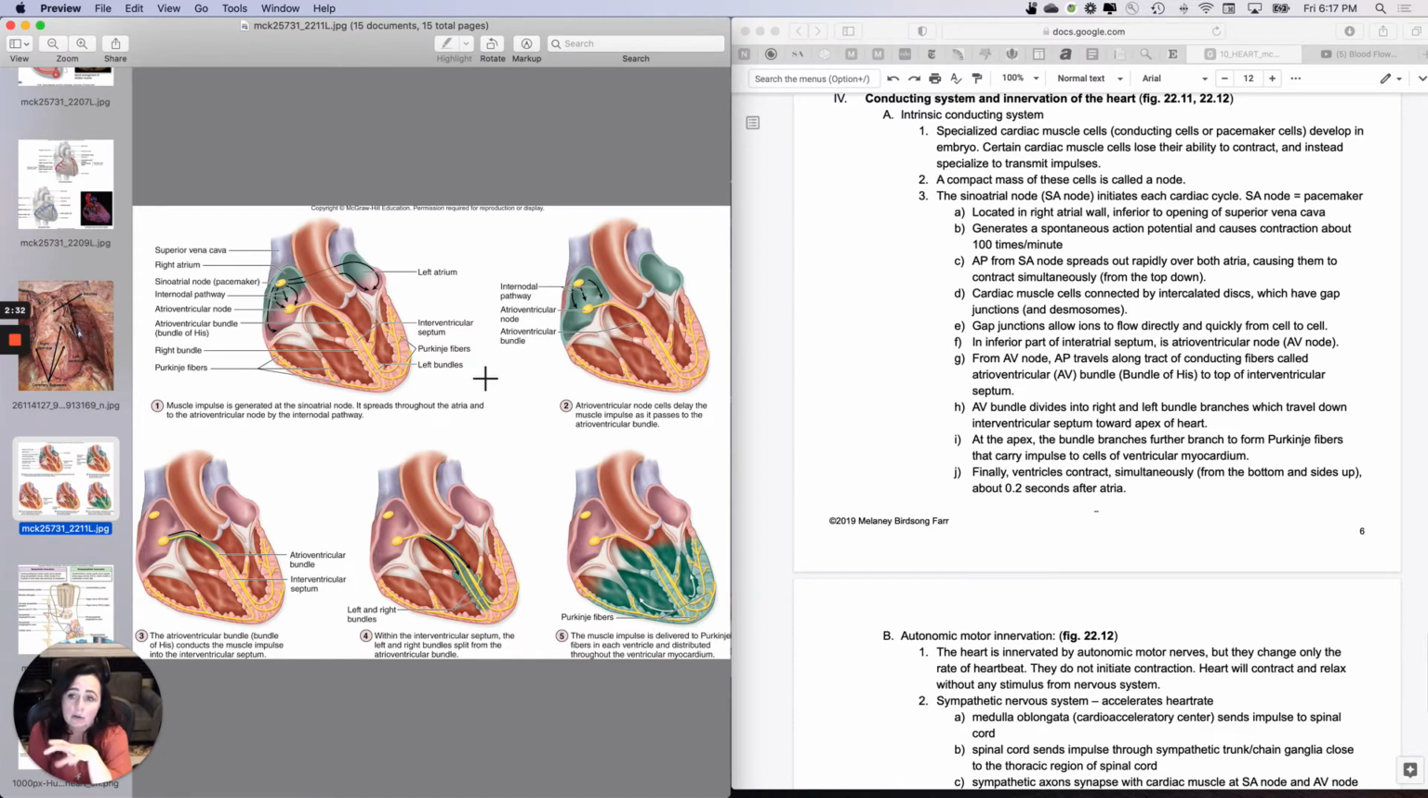So let's go from the beginning, and I've got an animation for you too. The SA node is going to initiate each cardiac cycle. The SA node is fastest, so it gets to be in control. It's the pacemaker of the heart. It generates a spontaneous action potential, a spontaneous stimulus, and causes contraction about 100 times per minute. It sends out a stimulus, and the cells contract in the order they get the stimulus. The good part about that is that it makes the atria contract top down.